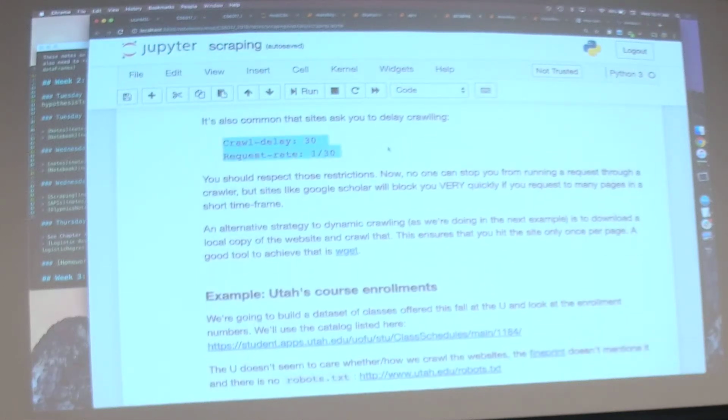The other things you'll see are delay or rates. So how long should you wait between queries?